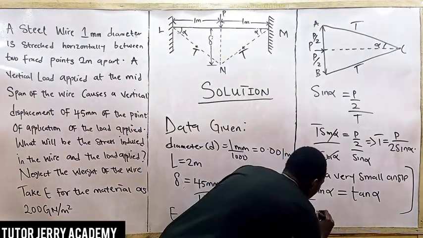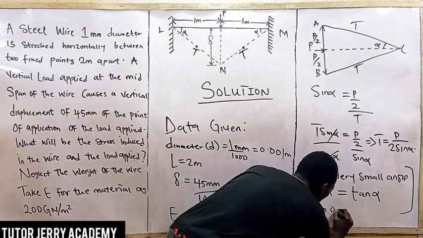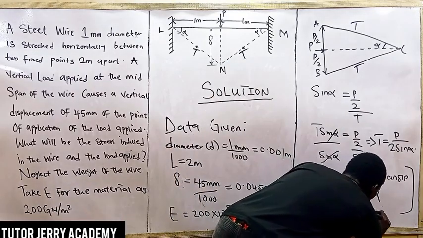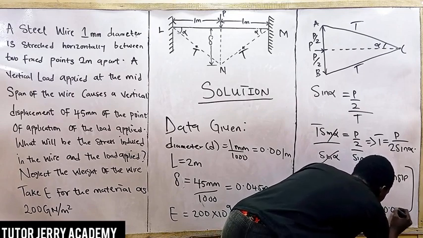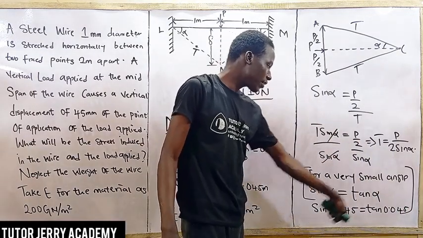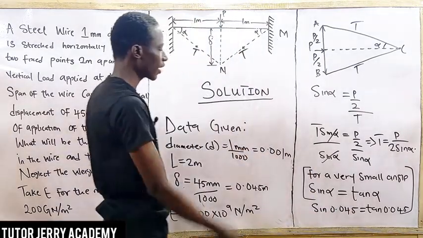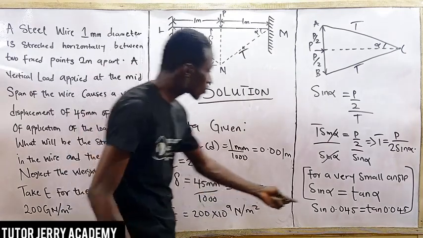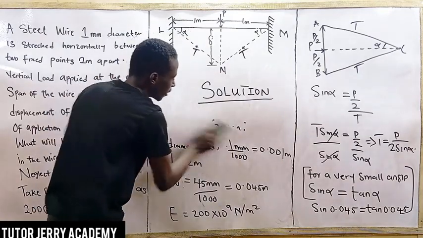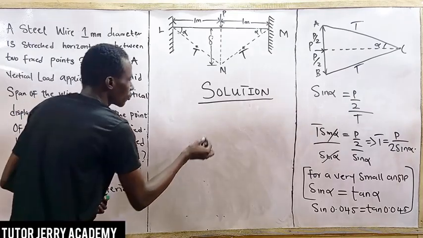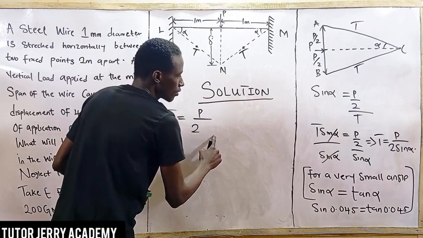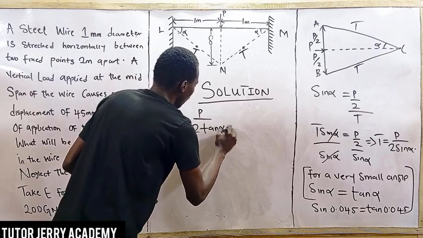For instance, if you take the sine of 0.045, you will discover that it will be equal to the tan of 0.045. That is where we assume that 0.045 is our angle. Take the sine and take the tan, you realize that they will be the same. So in place of sine alpha, we can substitute tan alpha. So we are going to do that here. It implies that we are going to have T to be equal to P all over 2 tan alpha.